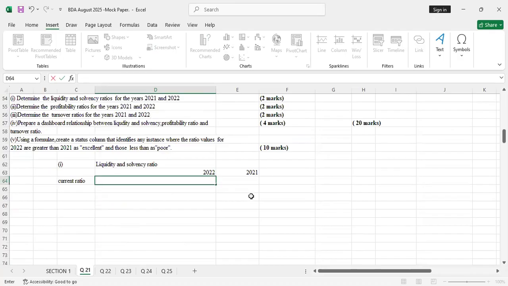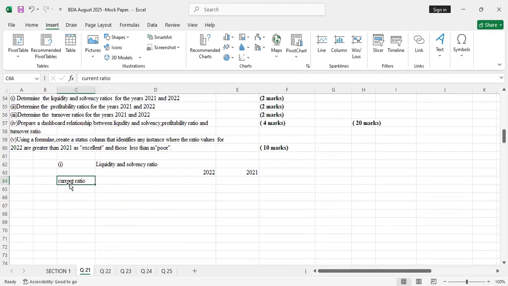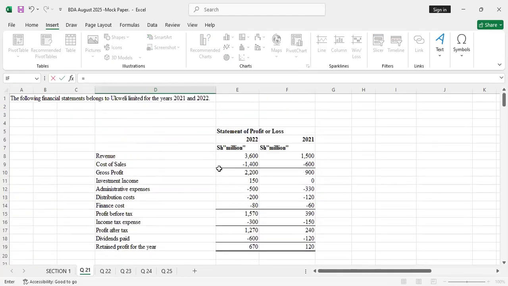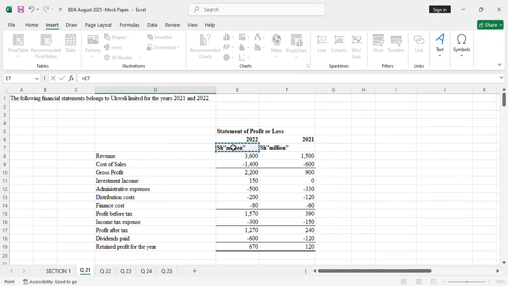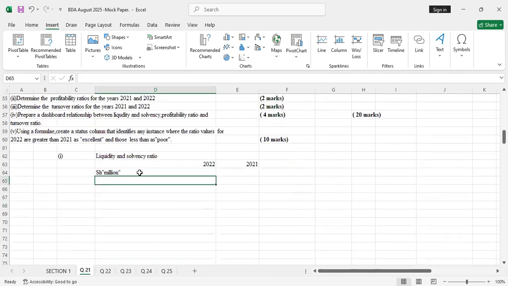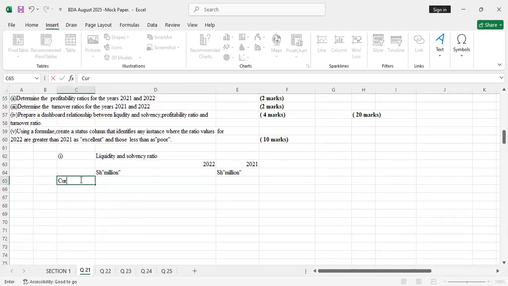Let me capture that. Sorry, let me capture that because it's very critical. So we'll have shillings in millions. So the shillings are in millions. That will be our first row. So we start with the current assets. Sorry for that. Sorry, current ratio, as one of the liquidity and solvency ratios.